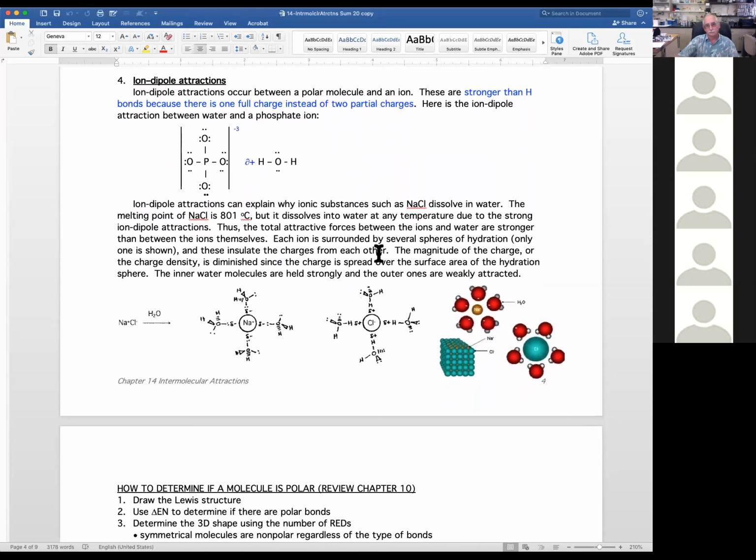So then the last one we'll look at is called ion to dipole attractions. And anyway, I don't have numbers on this, but they're stronger than hydrogen bonds because you have a full charge over here. So there's no way to really line something up on a particular atom. It's that this whole thing has a net charge of -3 that's going to be attracting the partial positive of the water molecule.